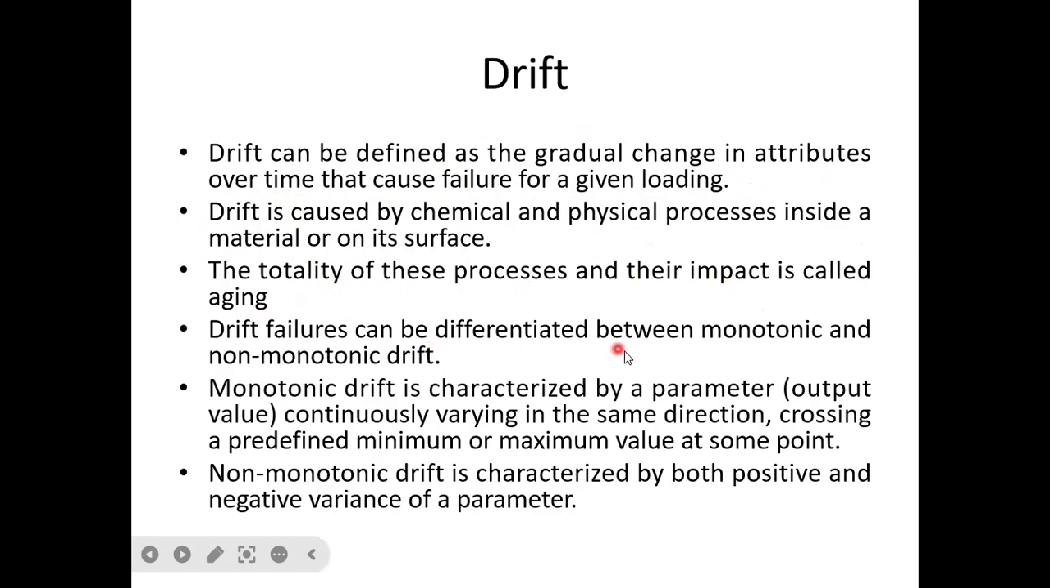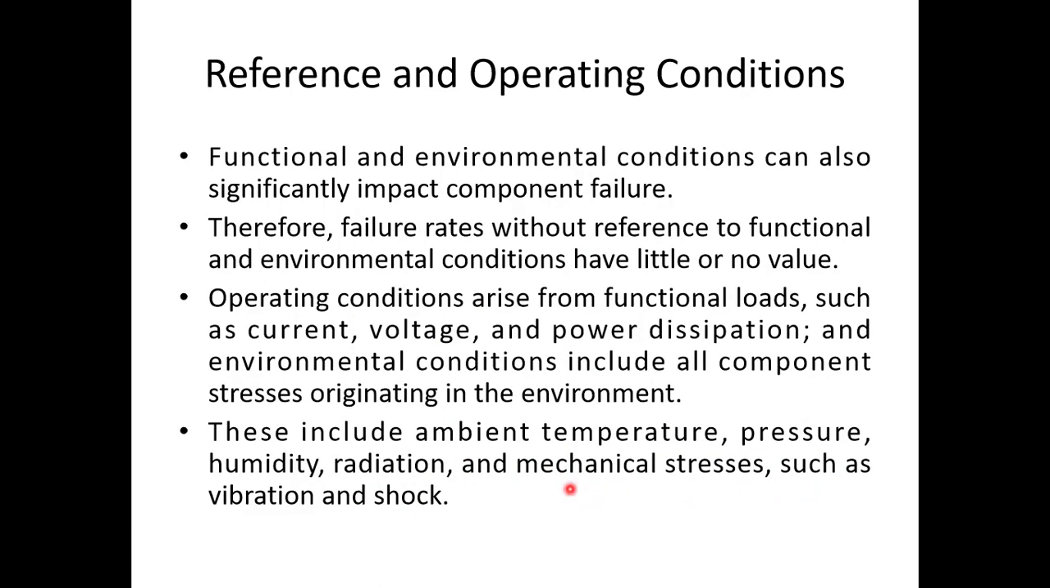Drift failures can be differentiated between monotonic and non-monotonic drift. Monotonic drift is characterized by a parameter that is a continuous value, varying only in the same direction, crossing a predefined minimum or maximum value at some point. Non-monotonic drift, on the other hand, is characterized by both positive and negative variance of the parameter. We will see all this with a diagram.